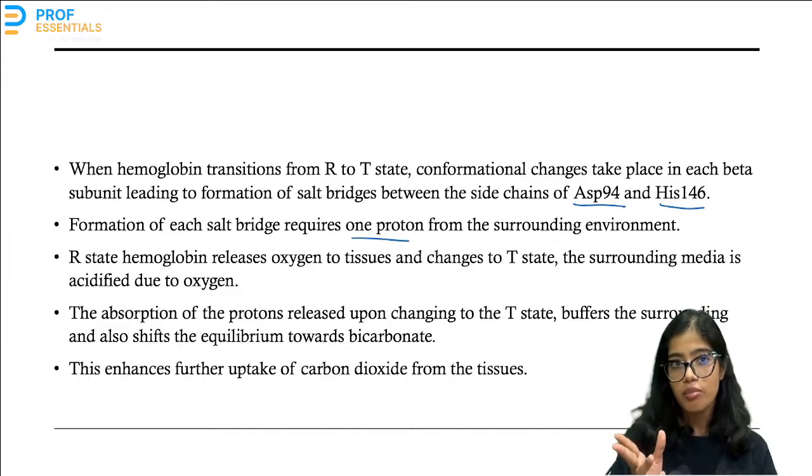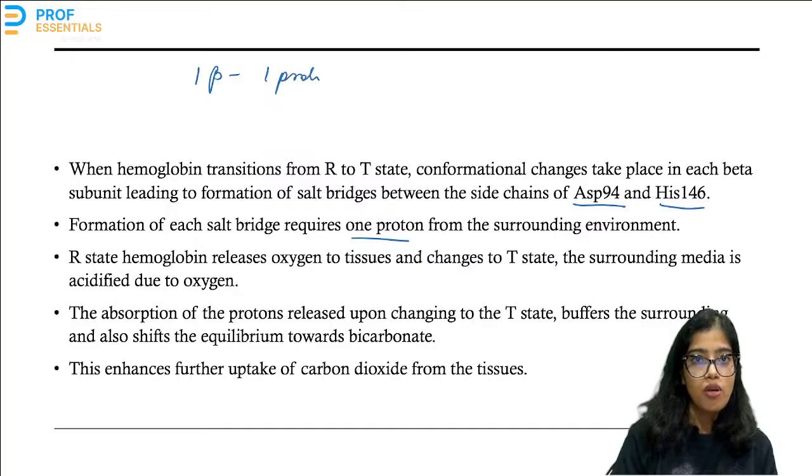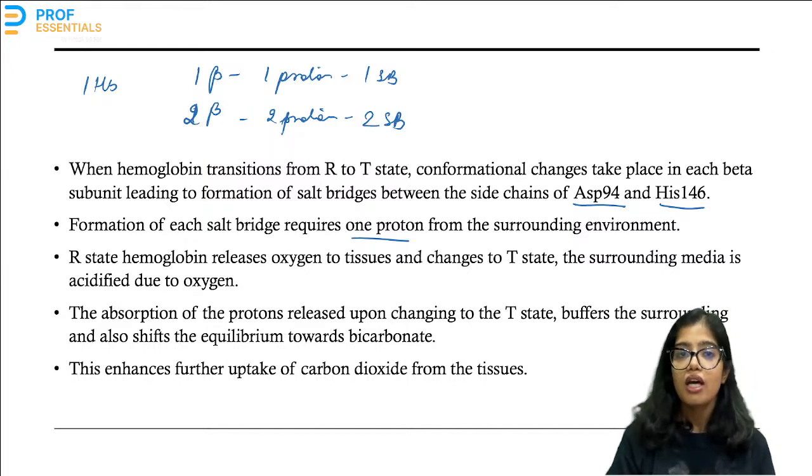There are how many beta subunits? There will be two beta subunits. So for each hemoglobin molecule, you will require two protons. One beta subunit requires one proton to form one salt bridge. Now, one hemoglobin molecule has two beta subunits. So, for two beta subunits, you will require two protons to form two salt bridges per hemoglobin molecule. Understood? Now, the R state hemoglobin releases oxygen to tissues and changes to the T state.